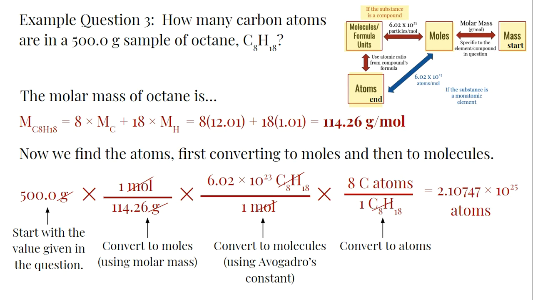And then you need to check your significant figures. Okay, the smallest number actually comes from Avogadro's constant, the 6.02. That only has 3. Remember that the 8 C atoms is an accurate value. Right? It's counted. There are exactly 8 C atoms, so it has infinite significant figures. So our final answer needs to have 3, so 2.11 times 10 to the 25 atoms.